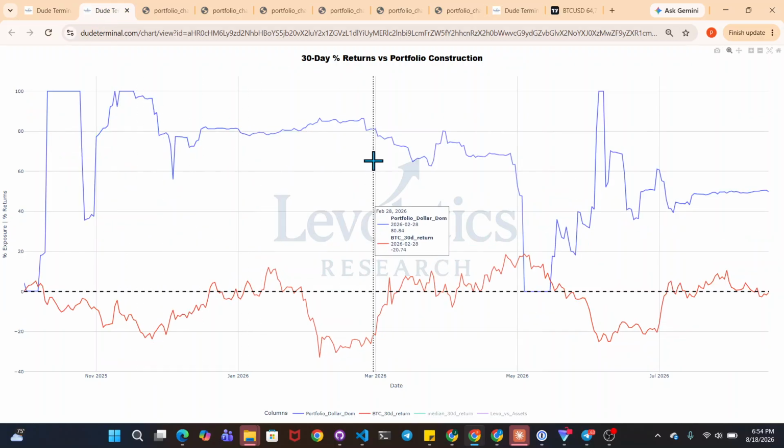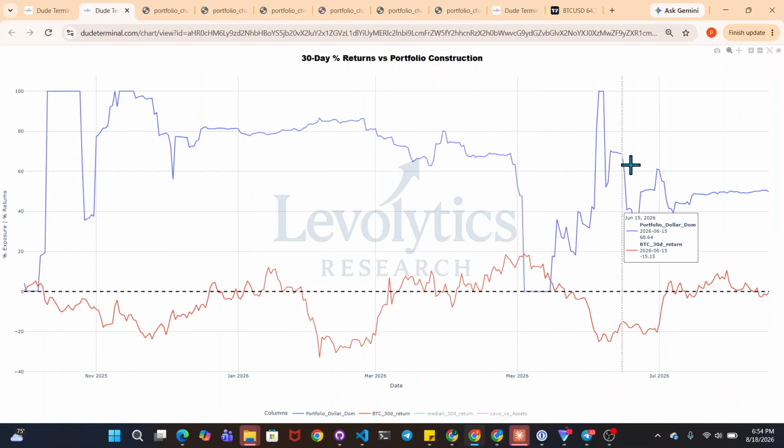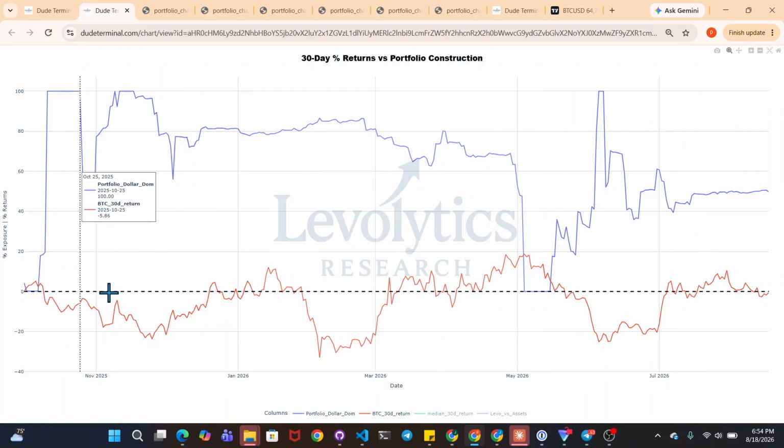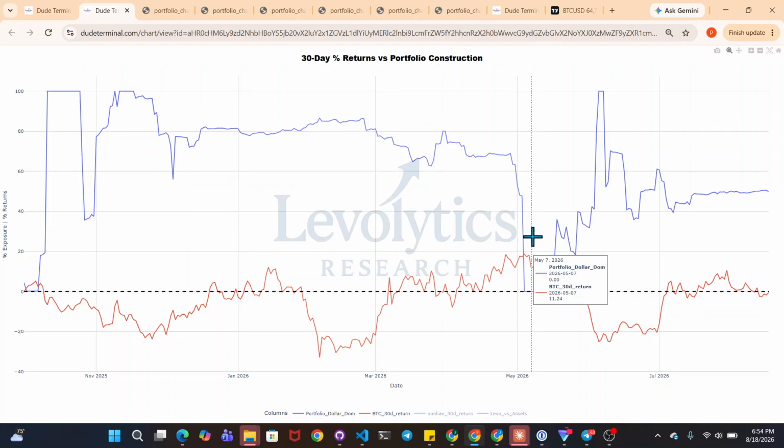The next chart shows the percentage of the portfolio that is in cash as the blue line, and the red line shows the BTC 30-day returns. The black horizontal line is the zero for both of these. If the blue line is at the black horizontal dotted line, that means it's zero, and the same goes for the red line. They share an axis, just so it's not confusing.